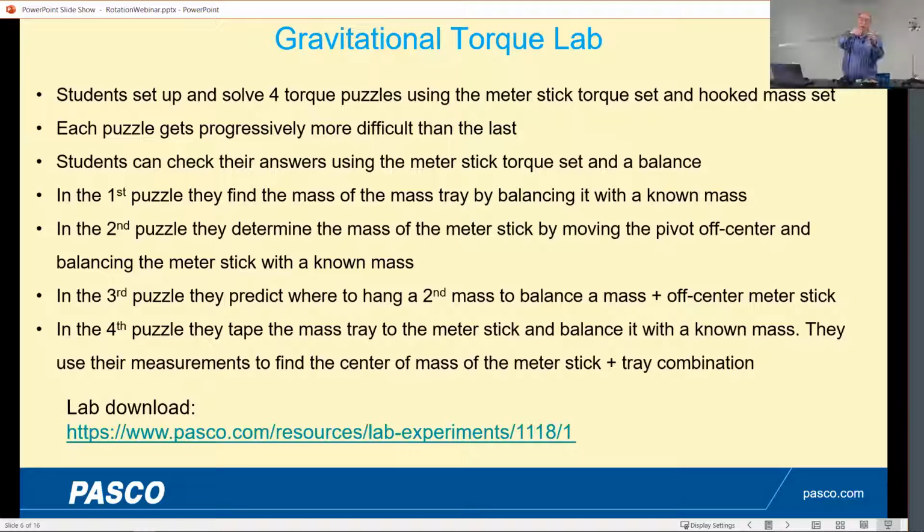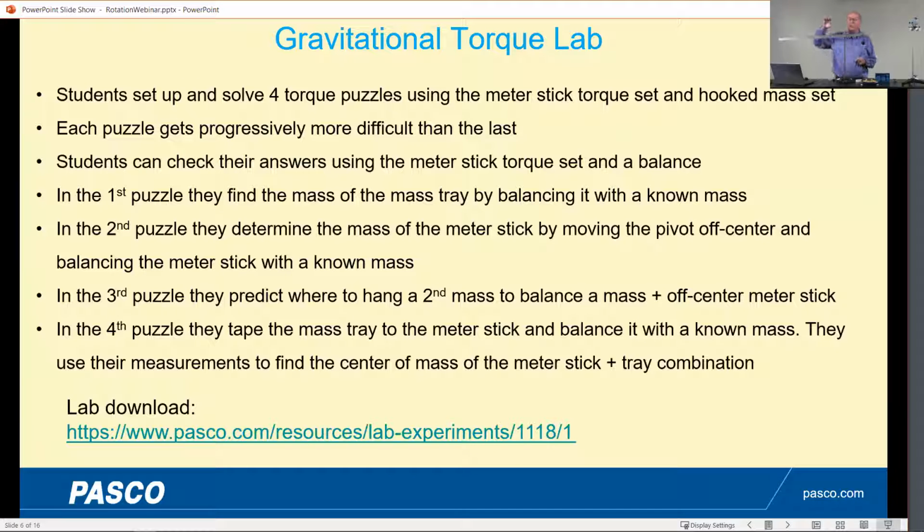So a lot of the numbers and things that are used in the lab are somewhat arbitrary. So if you adjust them, just make sure it works. If you don't have enough mass here, you're never going to balance it. And this is a pretty challenging torque puzzle for students. They just look at it and they're like, well, what's balancing it over here?